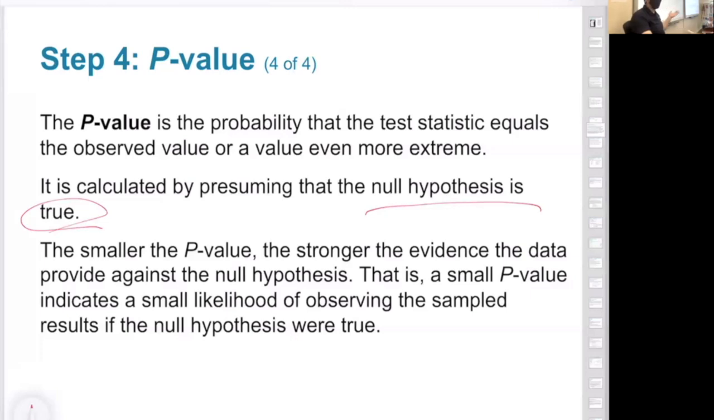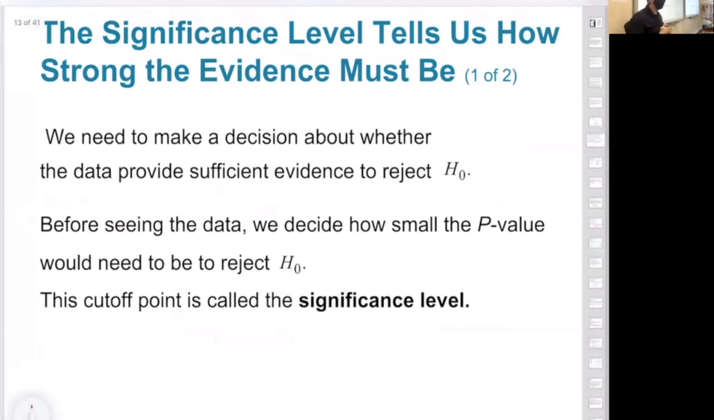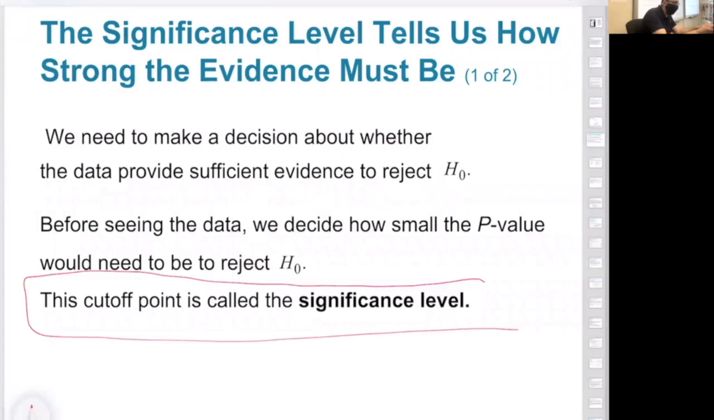For example, the p-value should be equal to what? How can I say it's too small or too large? We need a cut-off point, so that based on it we can determine if the p-value is small, so we have strong evidence against H naught, or if we have a large probability, in which case we don't have strong evidence against H naught. For this, we need something called the significance level, which is the cut-off point.